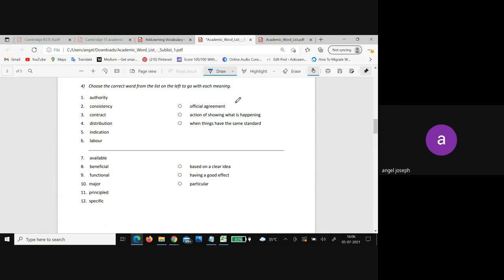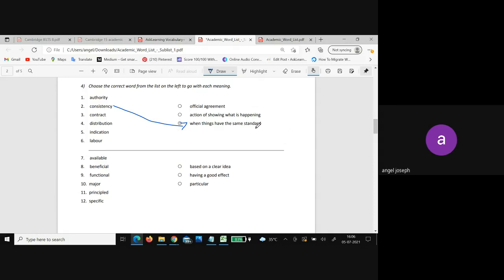Consistency: is it an official agreement? Is consistency the action of showing what is happening? When things have the same standard. Consistency, anyone? When things have the same. Very good. Consistency is when things have the same standard.